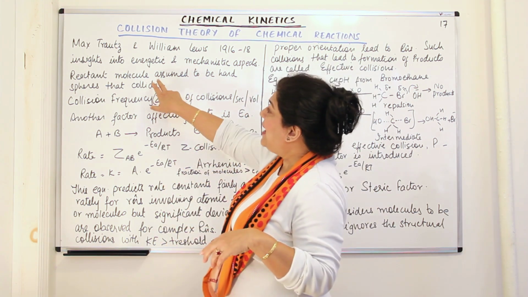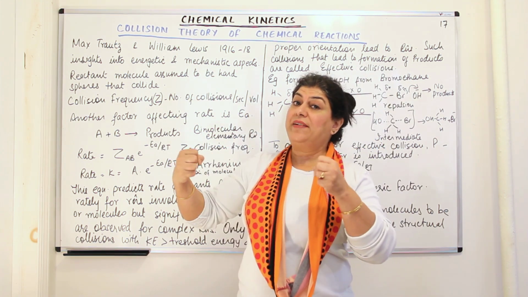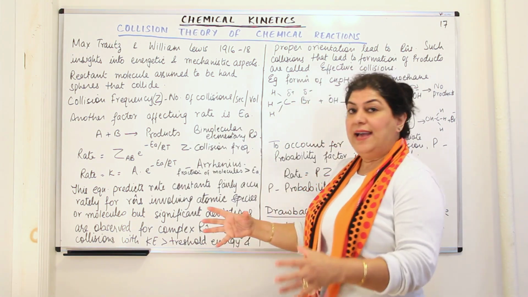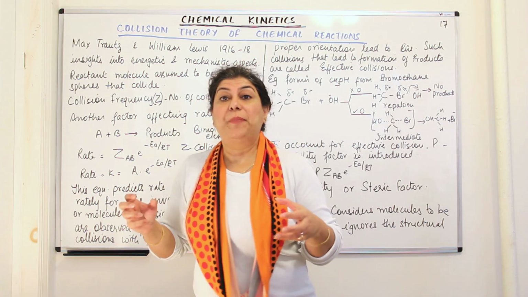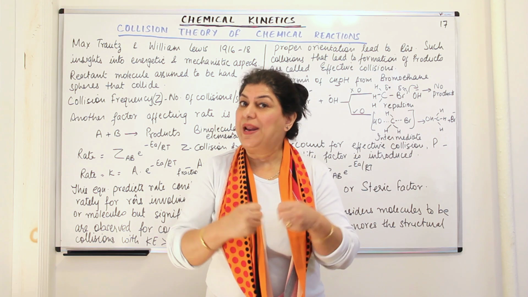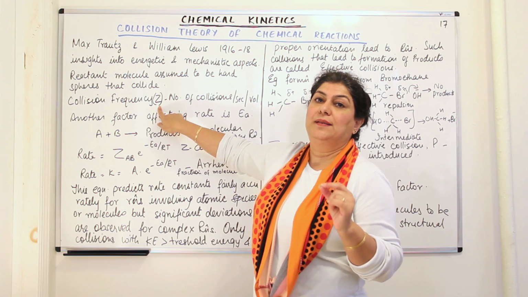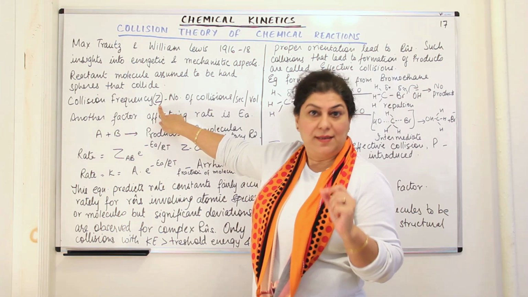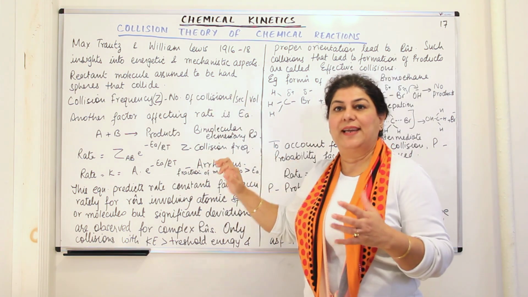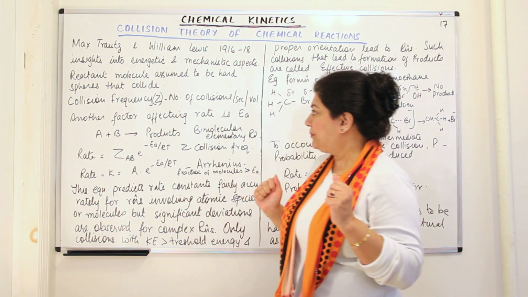So the reactant molecules were assumed to be hard spheres, and it was assumed that only when reactant molecules collide do reactions take place. And the rate of the reaction will depend on how frequently the collisions take place. This was known as collision frequency, and it was represented by the capital letter Z. So collision frequency, or Z, was the number of collisions per second per unit volume of the reaction mixture.